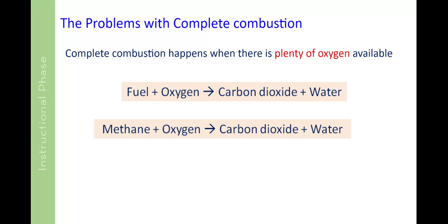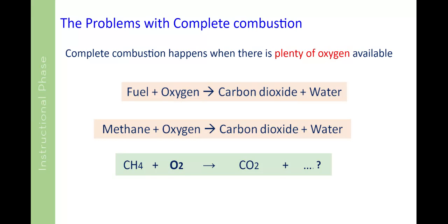Now, the main problem with this type of combustion is the carbon dioxide gas. Remember, we can also use symbol equations to represent chemical reactions. So methane is CH4. What do you think the symbol for oxygen gas is? Good, O2. Goes to make carbon dioxide, which is CO2. And what about water? The symbol for water? H2O. Good.